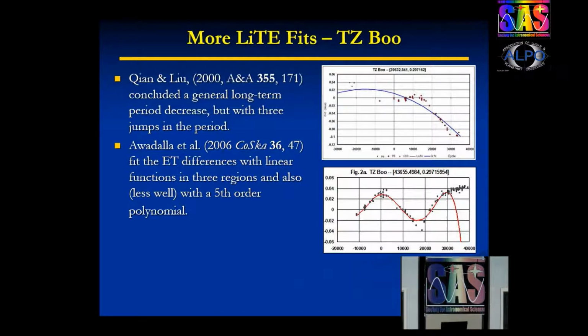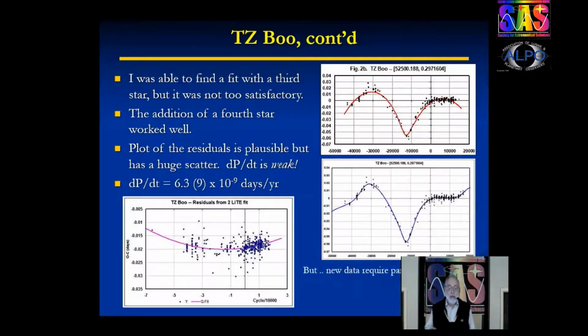Awadallah, I think he's Turkish, got this fit, which, to be fair to him, these points weren't available to him. So this is common in this game. So I tried the light time fit, and this is with one star, but it doesn't fit all that well. So then I threw in another star and got that fit, which is not too bad. It looks kind of neat. I keep getting points out here, and then I have to solve for the constants again. So, am I getting it right?